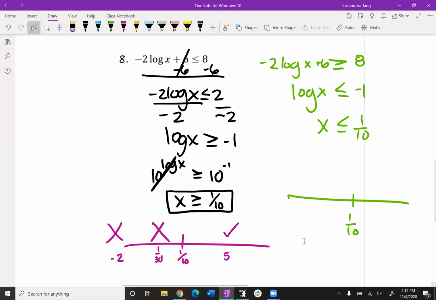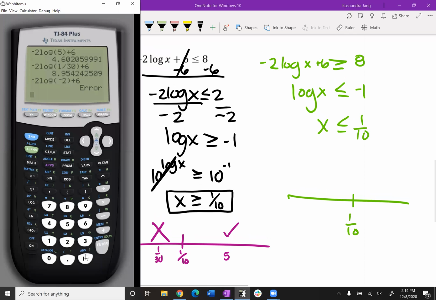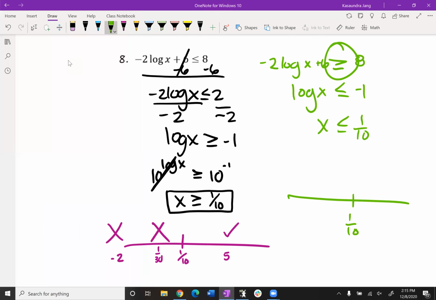I think it's not going to work out the exact same. So here's what I mean. -2 times log of my 5. I actually did that already. -2 log of 5 and then plus x. That was like a 4.6 yada yada. If I want it to be greater than 8, 4.6 is not greater than 8. That part would be out, right?